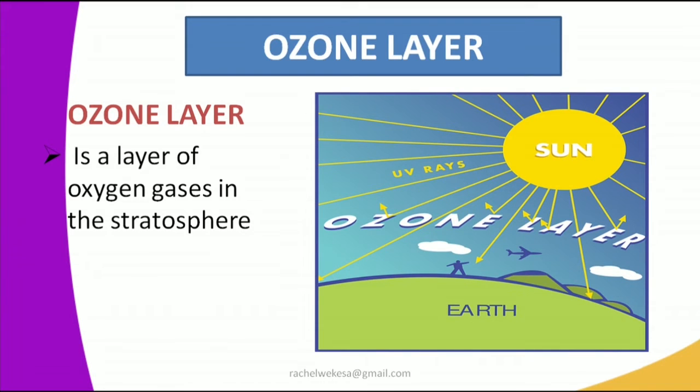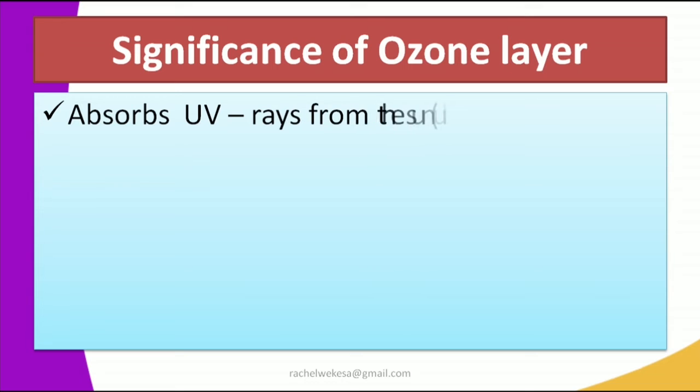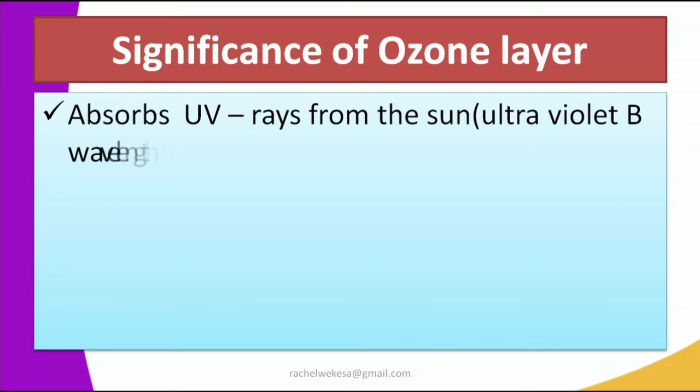The ozone layer is what is in the middle of the Earth's surface and the sun. The ozone layer is the one that absorbs radiation that is going to prevent us from UV light that is going to cause cancer. So what is the significance of the ozone layer? The ozone layer has its own significance in that it absorbs UV rays.